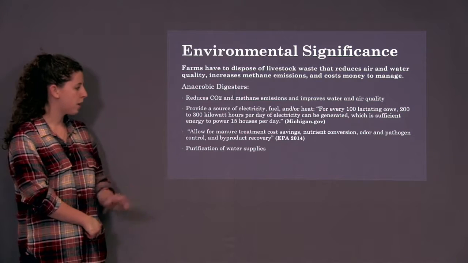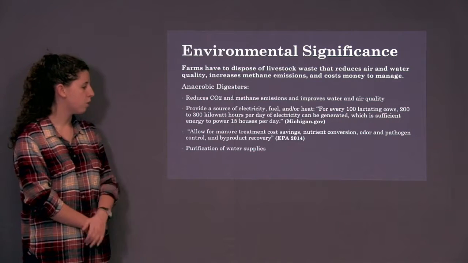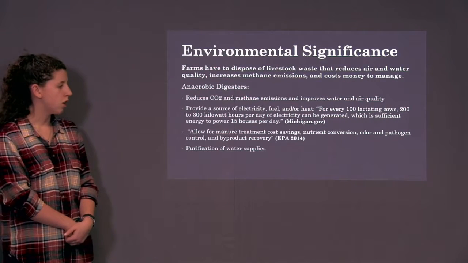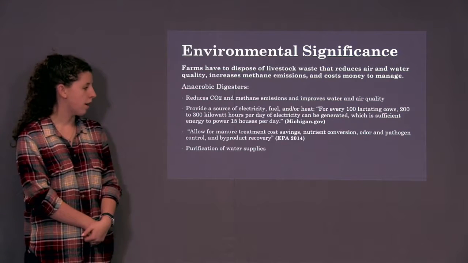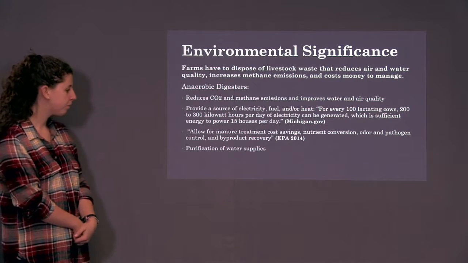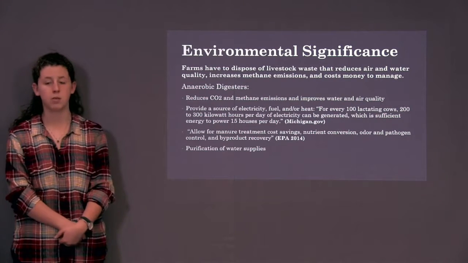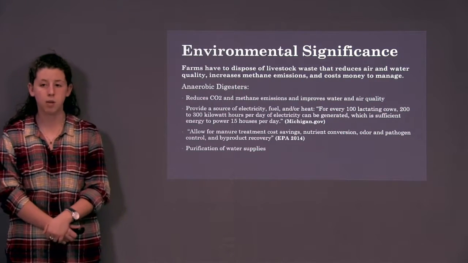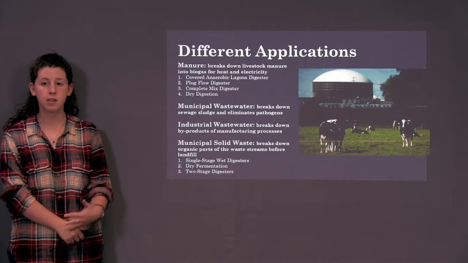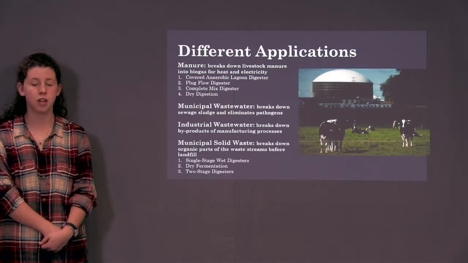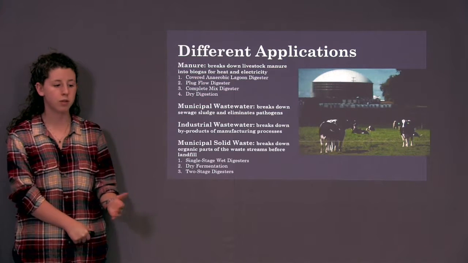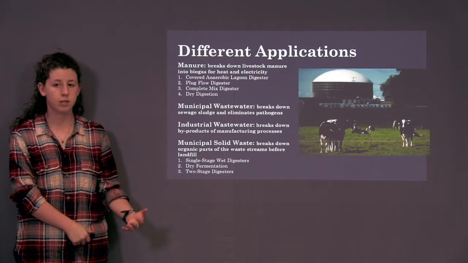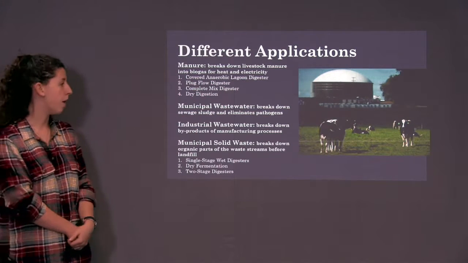From the EPA website, you can allow for manure treatment, cost savings, nutrient conversion, odor and pathogen control, and byproduct recovery. Also, when you're talking about wastewater sludge, you can use anaerobic digestion to purify your water. There are many different applications of anaerobic digesters. They can be used for wastewater treatments as well as farms, and a couple other options as well.